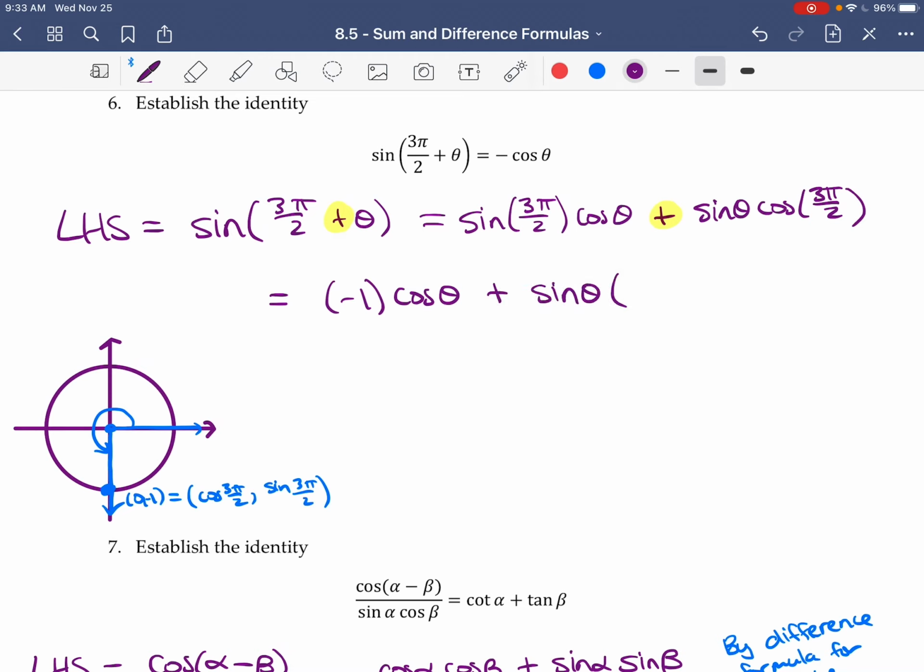And the cosine of 3 pi by 2 is 0. Because it's 0, this term is equal to 0. So I'm just left with negative cosine theta, and that is my right-hand side. So now we've established the identity. This is the angle 3 pi by 2. So that's just a few examples using the sum and difference rule, mainly for sine and cosine. We didn't actually use the tan one, but it is there as well.